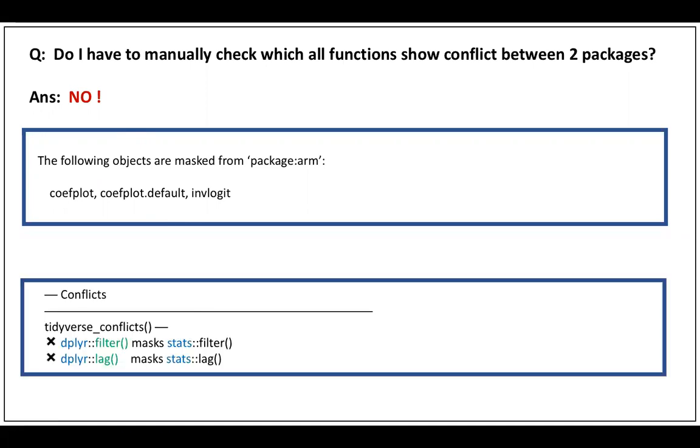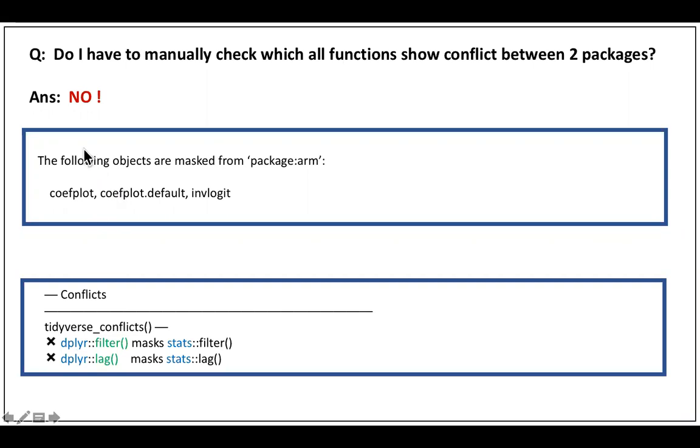Sometimes the information is much clearer and more properly displayed. Here, when you're loading tidyverse, it's going to tell you which two packages are actually conflicting. From dplyr, there is a filter, and from the stats package, there is a filter. Similarly, there is a lag function in both stats and dplyr. So just watch out when you load any particular package.